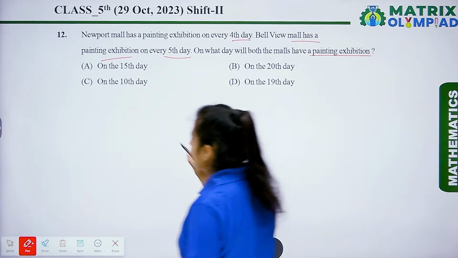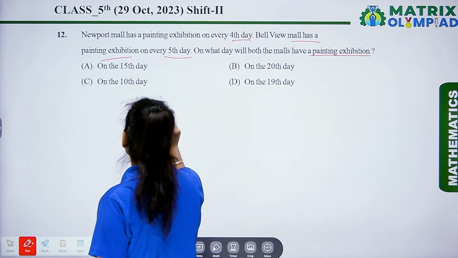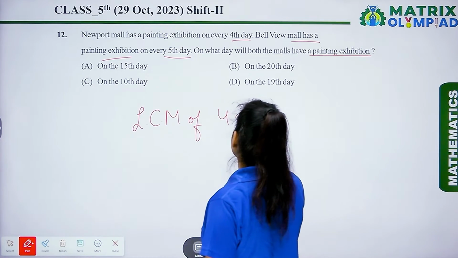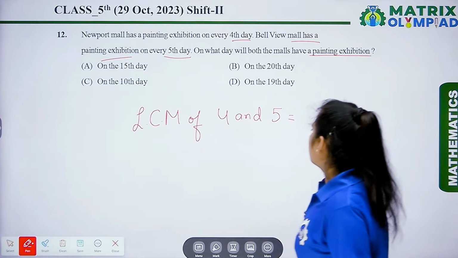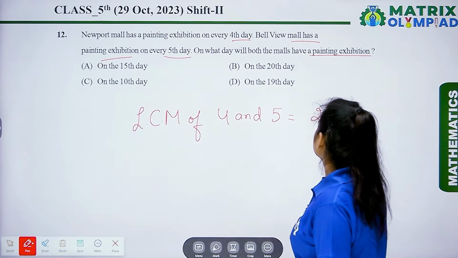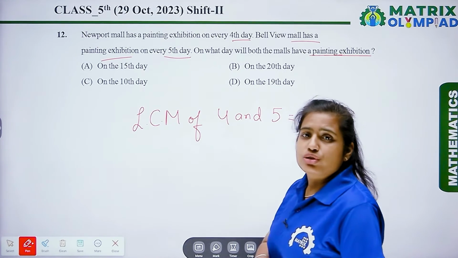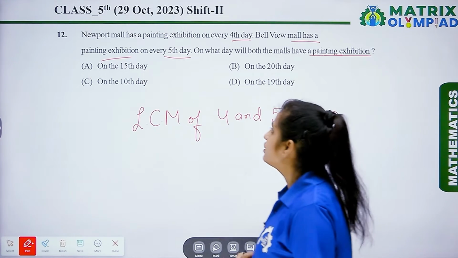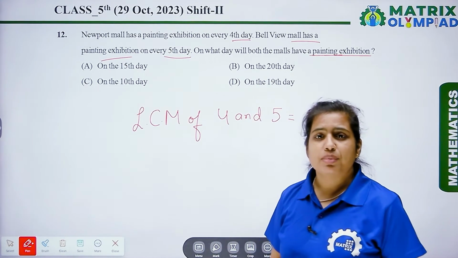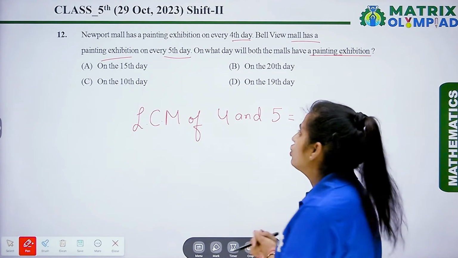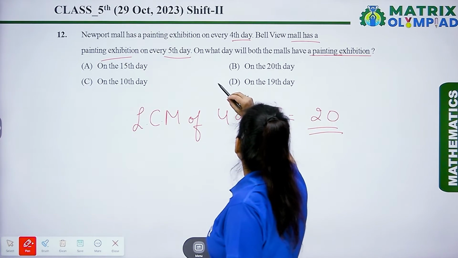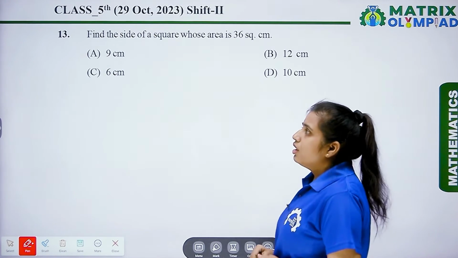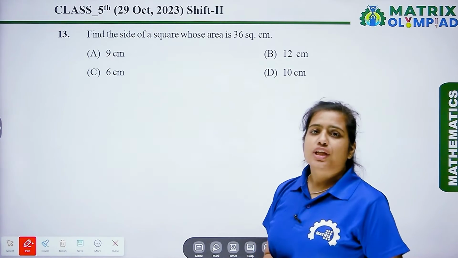So here what we are going to do, we have to find out the LCM of 4 and 5. So here the LCM of 4 and 5 is 20. So on the 20th day, these two malls will have the exhibition on the same day. So option B is the correct answer. Let's start with the next question, question number 13.